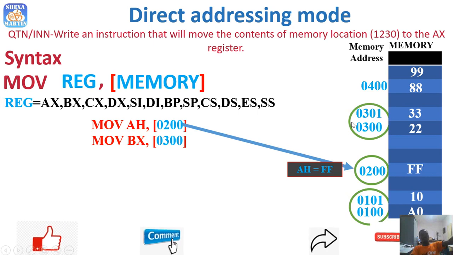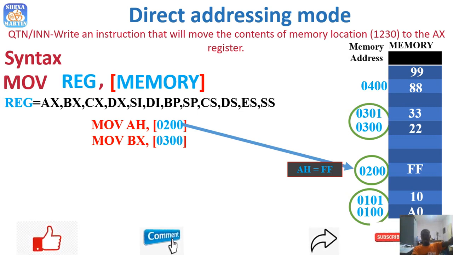We will refer to 0300, right? So what happens? What do you think is going to be moved into BX? Please post your answers. If you are watching right now in the live, or if you are premiering this, please post in the chat section. Post your answer in the chat section, please. I want to see the value that is being moved into BX.